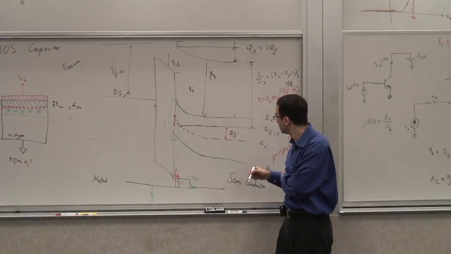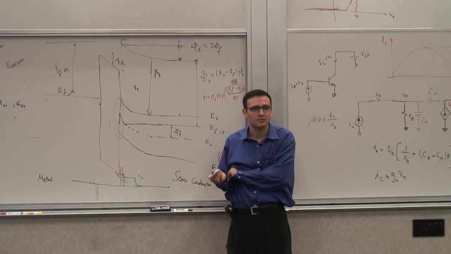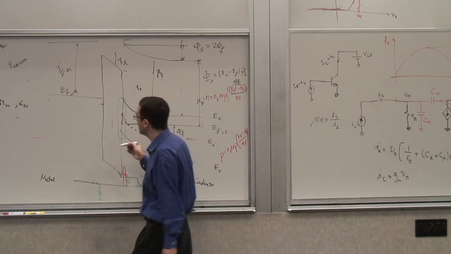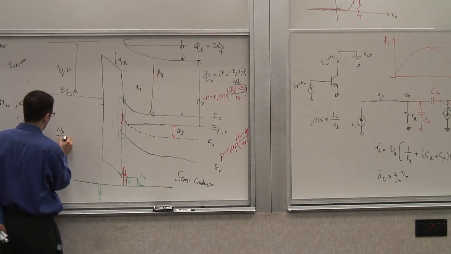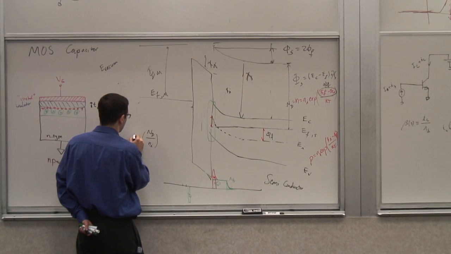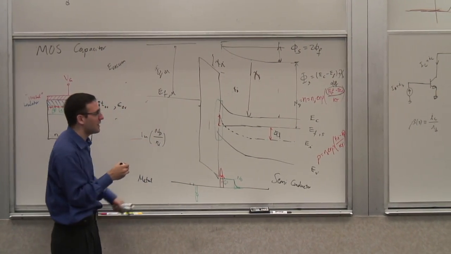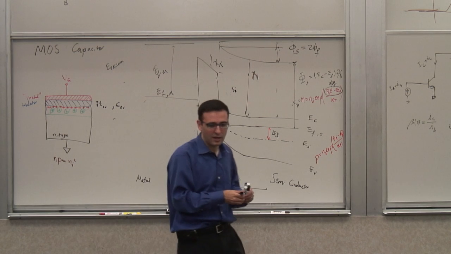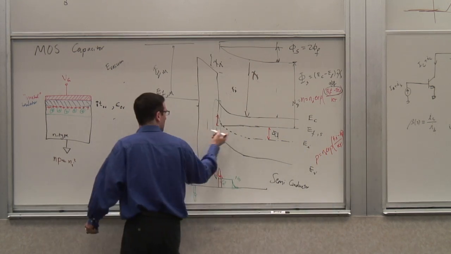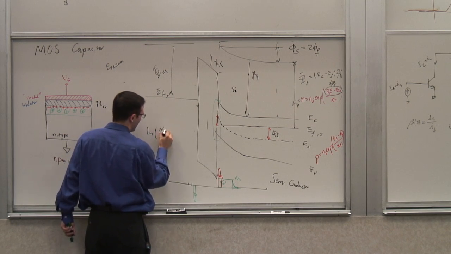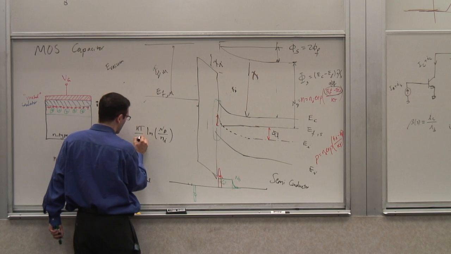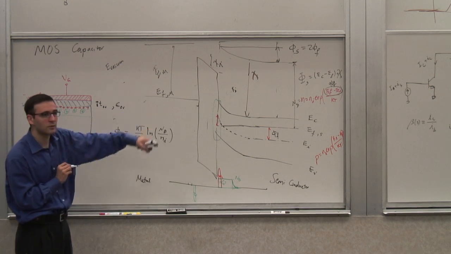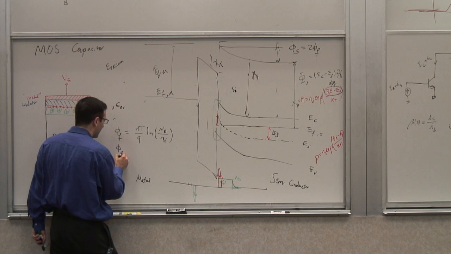And what is n in the bulk? It's Nd, right? It's determined by the density of the dopants. So n is Nd at room temperature. So it's going to be Nd over ni, natural log, and so on and so forth. We've done this calculation before. So you can invert that expression, right? It's the natural log of Nd over ni times kT over q. So this is phi f, just solving that for phi f. And therefore Vs, the surface potential, is going to be 2 phi f.